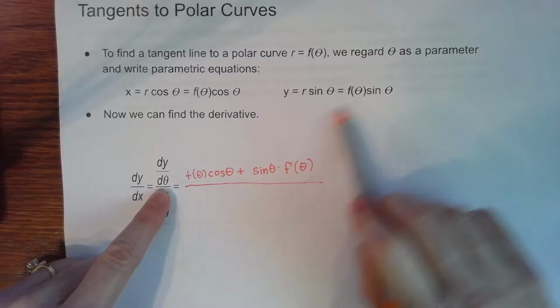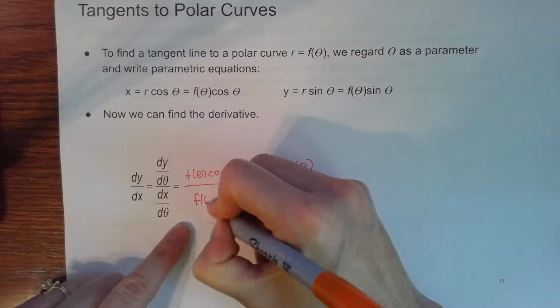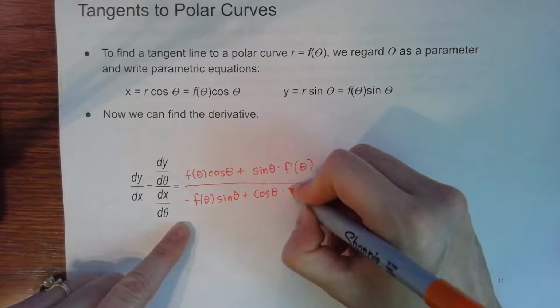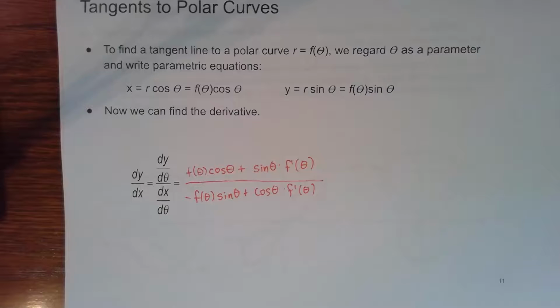Divide that by dx d theta, and so I would have there first times the derivative of the second, f of theta times negative sine of theta, plus second times the derivative of the first. Okay, so don't forget that you'll have to use the chain rule. Okay.